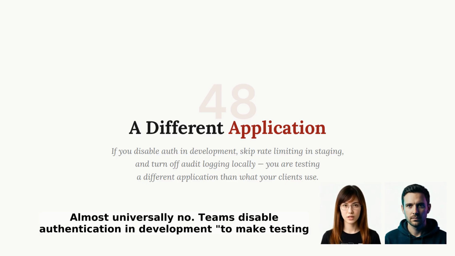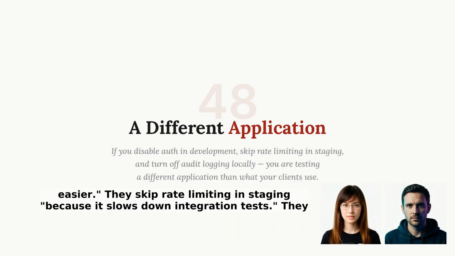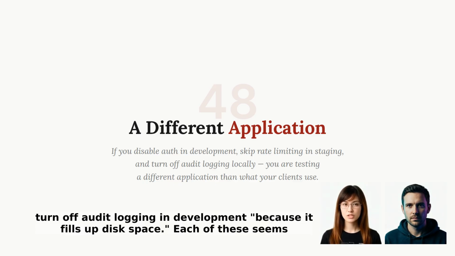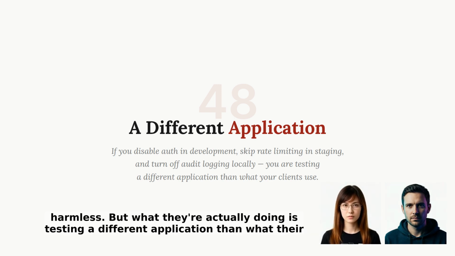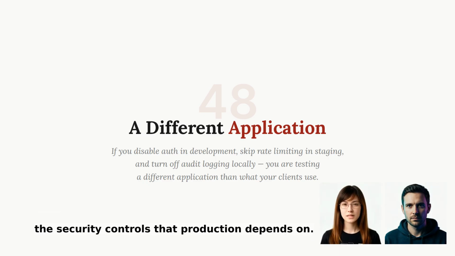Almost universally no. Teams disable authentication in development to make testing easier. They skip rate limiting in staging because it slows down integration tests. They turn off audit logging in development because it fills up disk space. Each of these seems harmless. But what they're actually doing is testing a different application than what their clients use. Every feature built, every test written, every integration validated, all without the security controls that production depends on.